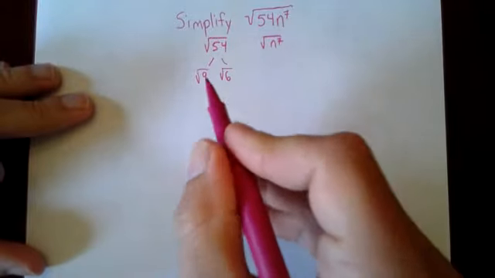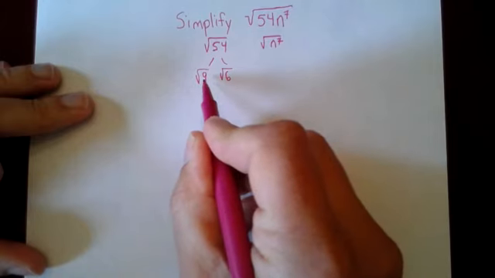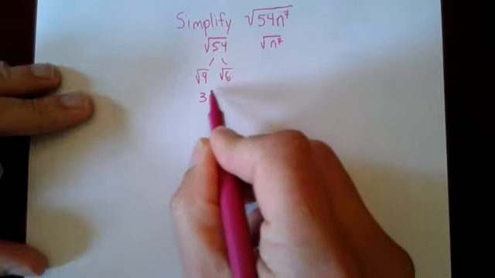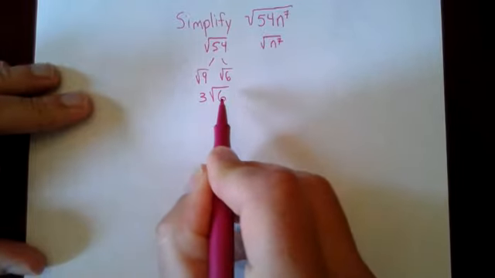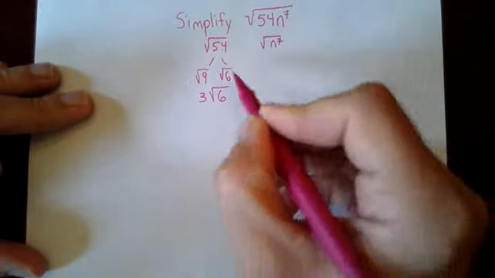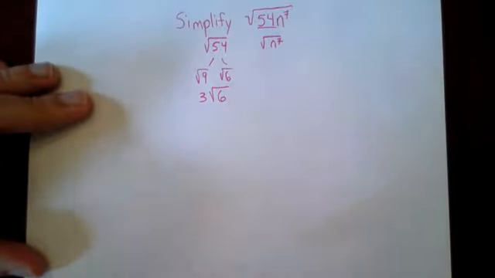Same exact facts. So now I can do root 9, which is 3. The square root of 9 is 3. Root 6 is root 6. Now I want to double check: does root 6 have any perfect square factors? No, it doesn't. So now root 54, this part, becomes 3 root 6.